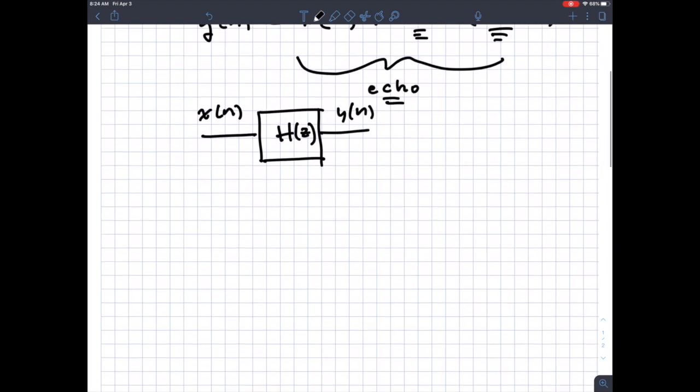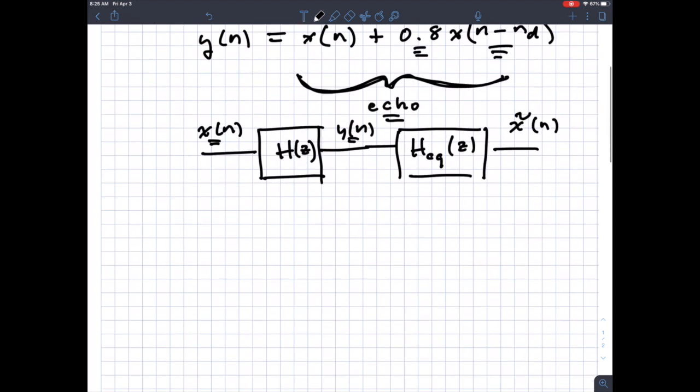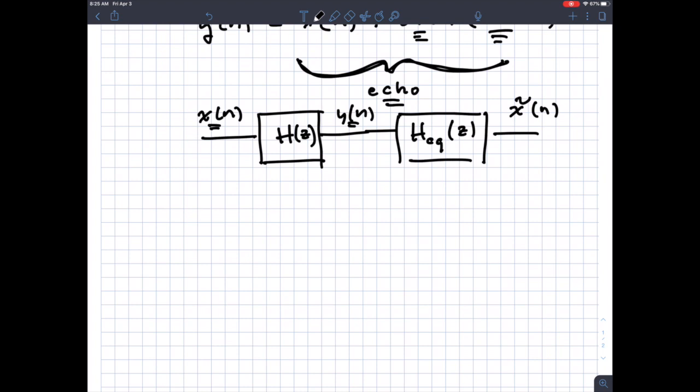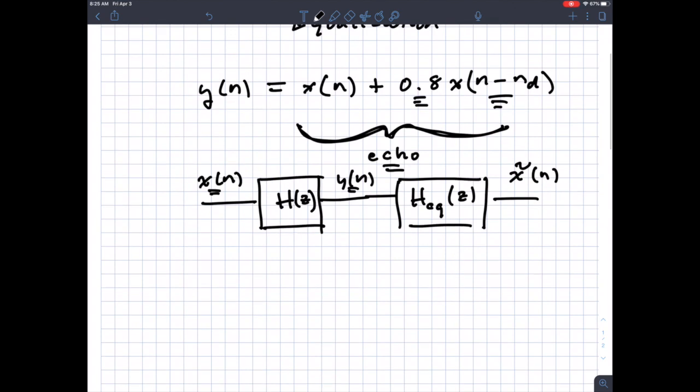Well, an equalizer would be, what would you do to undo the effect of h? Think of the echo process as the channel. We send the signal through the channel, we get the output, and we'd really like to recover the original signal, possibly delayed. Delay is okay, but we want it to sound the same. So that's the goal here. We want to come up with this equalizer.